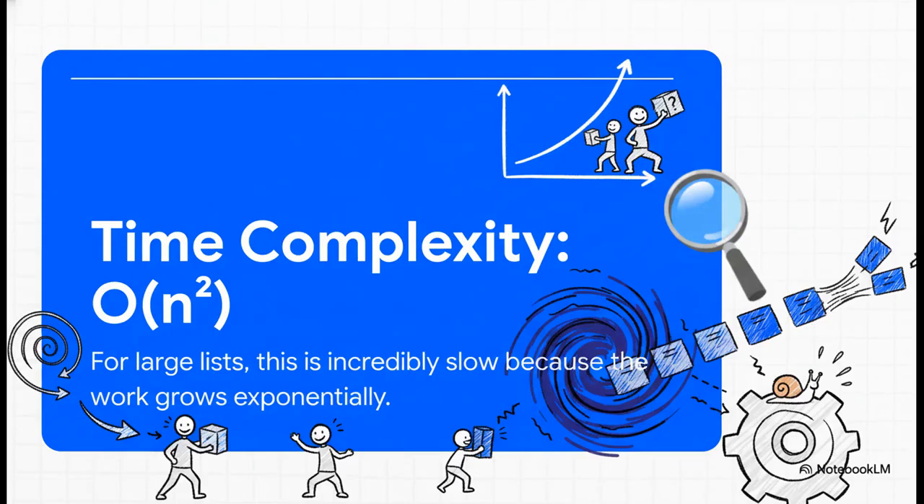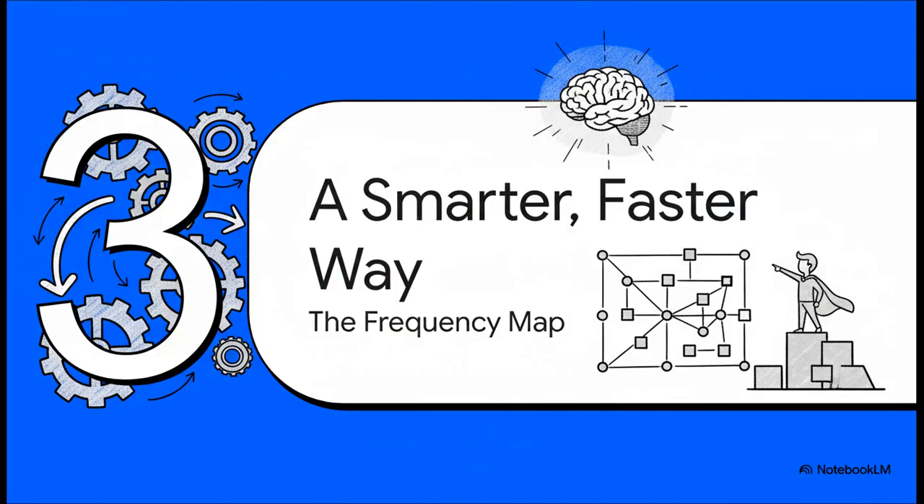And all that rescanning leads to a technical term you might have heard, O of n squared time complexity. Don't let the notation scare you. All it means is that if n is the number of items in your list, the n squared part tells you the work grows exponentially. So if you double the size of your list, you don't just double the work, you quadruple it. For a small list, who cares? But for a really big list, this method just completely falls apart. It grinds to a halt. So yeah, we clearly need a smarter way to do this.